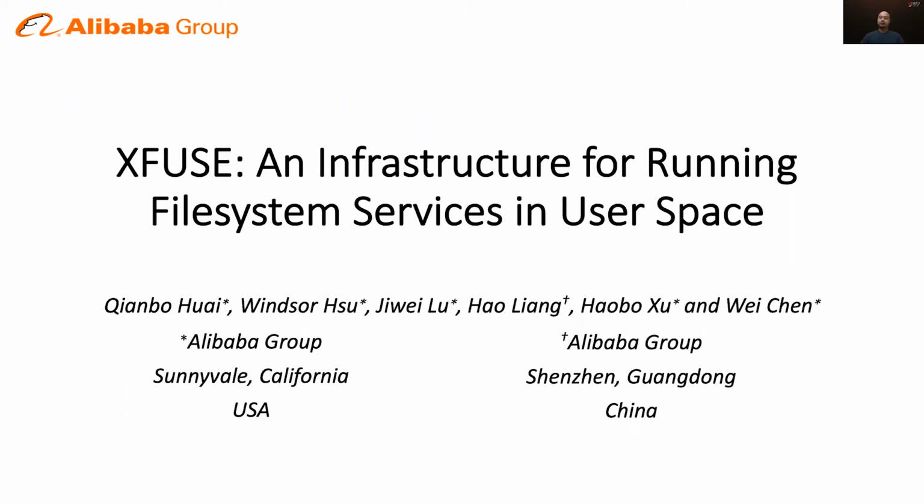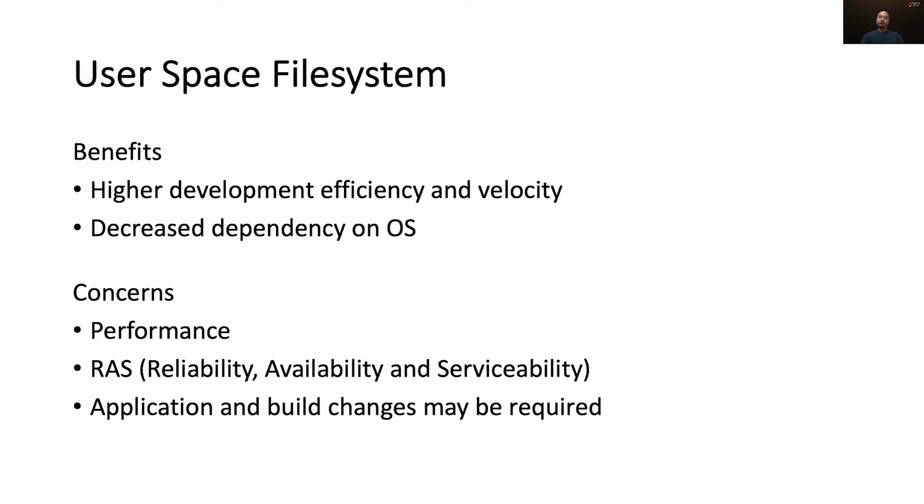Today, I will present XFUSE, an infrastructure for running file system services in user space. Implementing file systems in user space decreases dependency on OS and enables higher development efficiency and velocity. However, user space file systems have also been associated with poor performance and RAS support. Here, RAS stands for reliability, availability, and serviceability. In addition, if a file system cannot be accessed by standard kernel interface, application and build changes may be required.